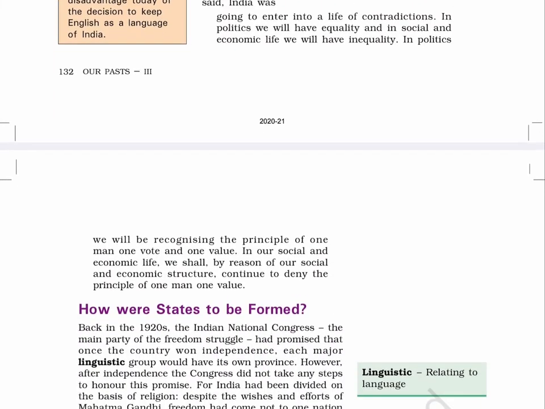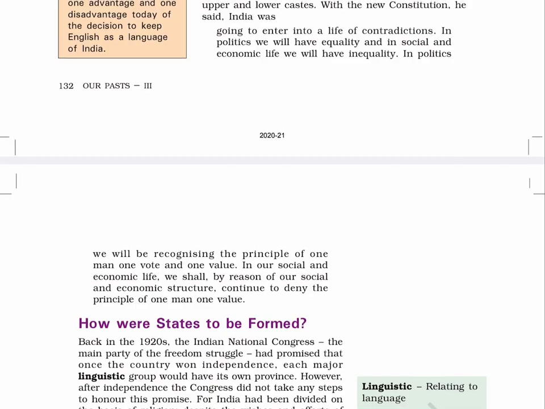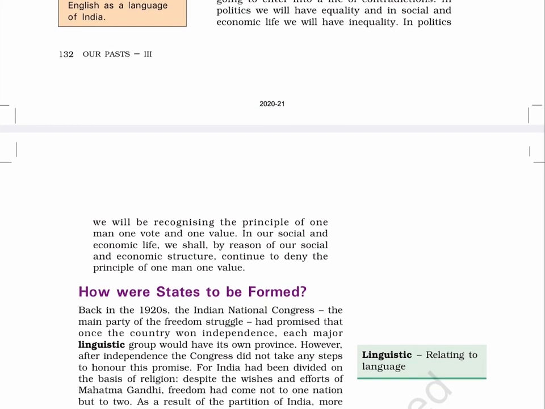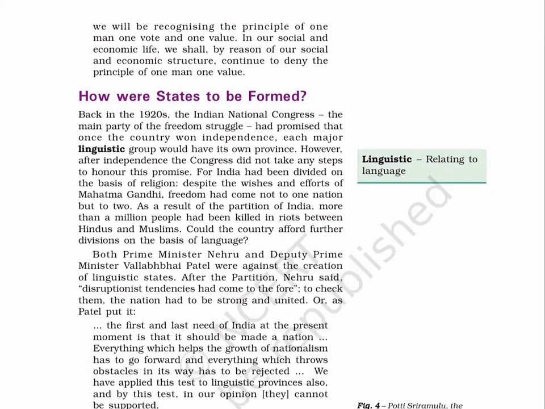Page 133. In politics, we will be recognizing the principle of one man, one vote, and one value. In our social and economic life, we shall, by reason of our social and economic structure, continue to deny the principle of one man, one value.